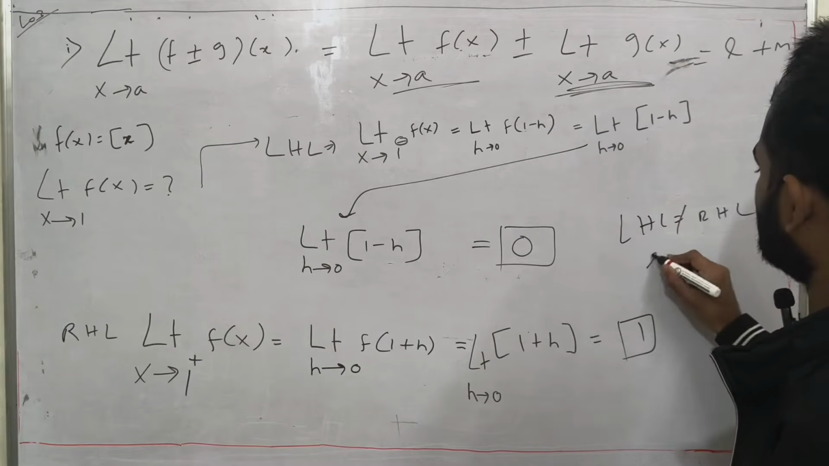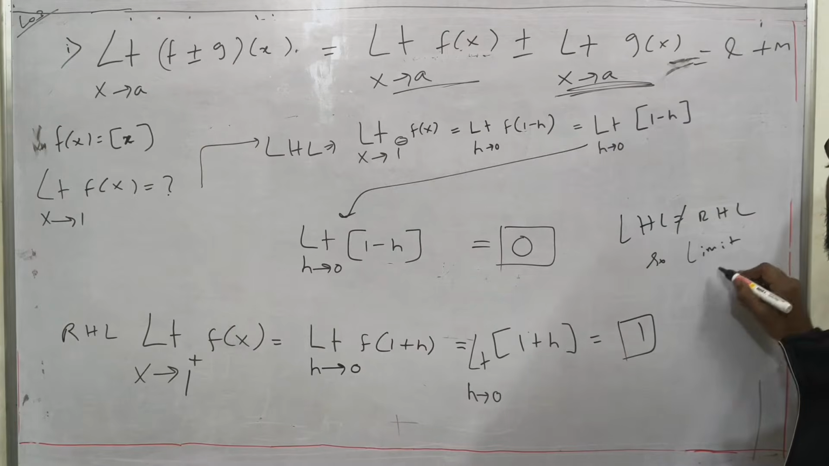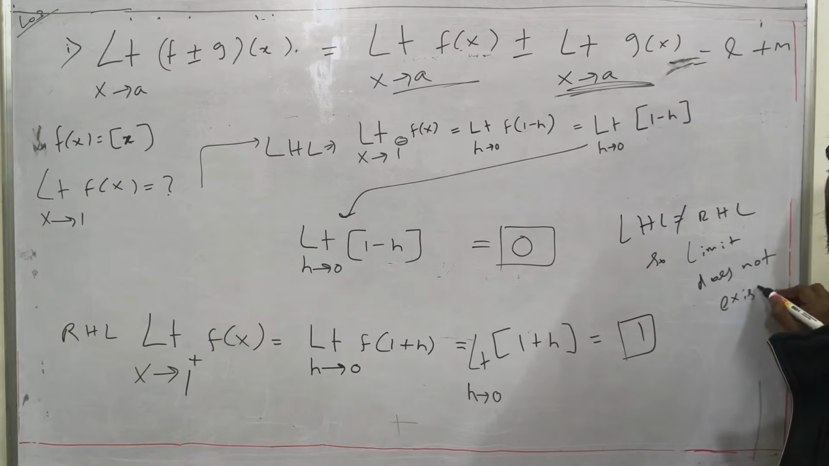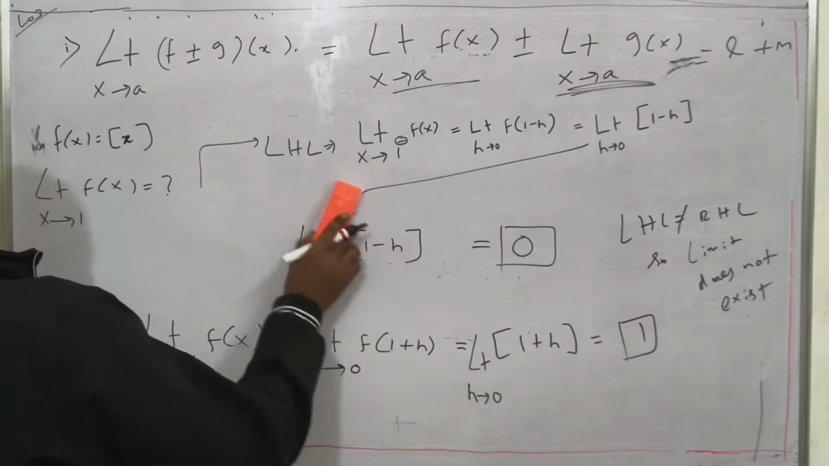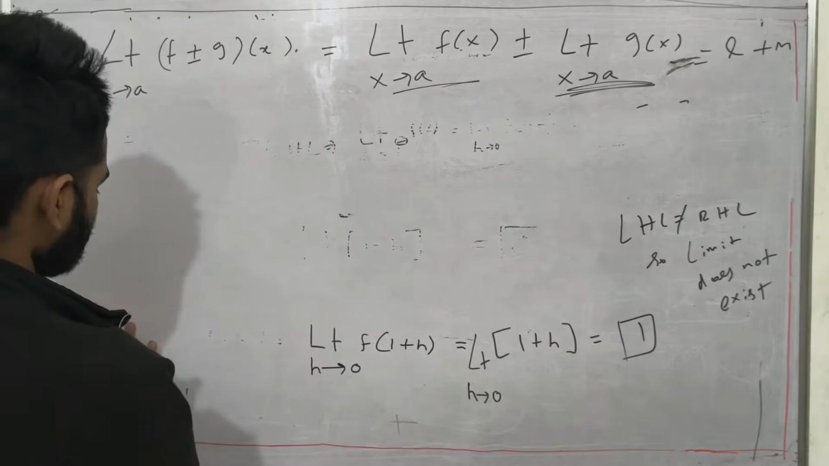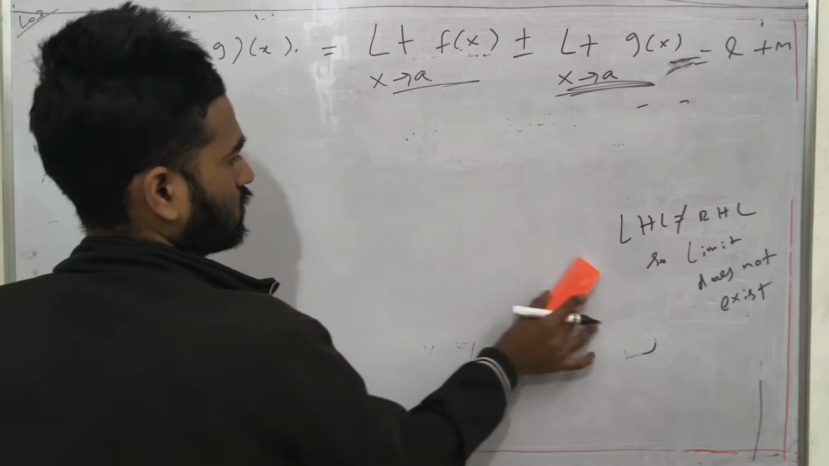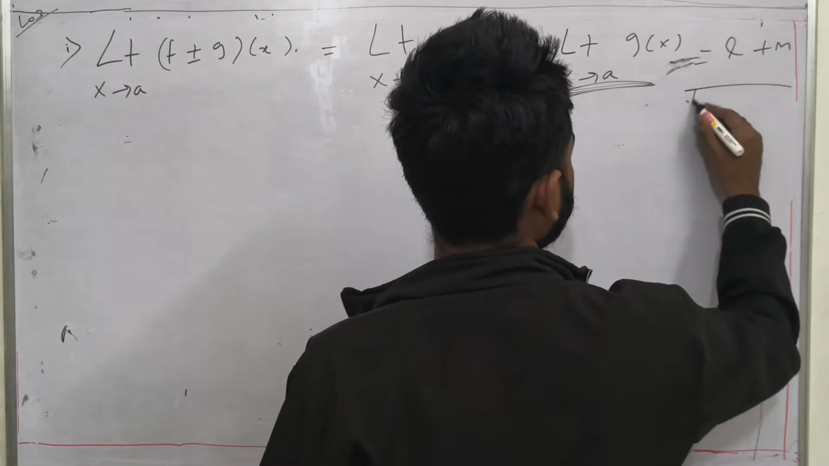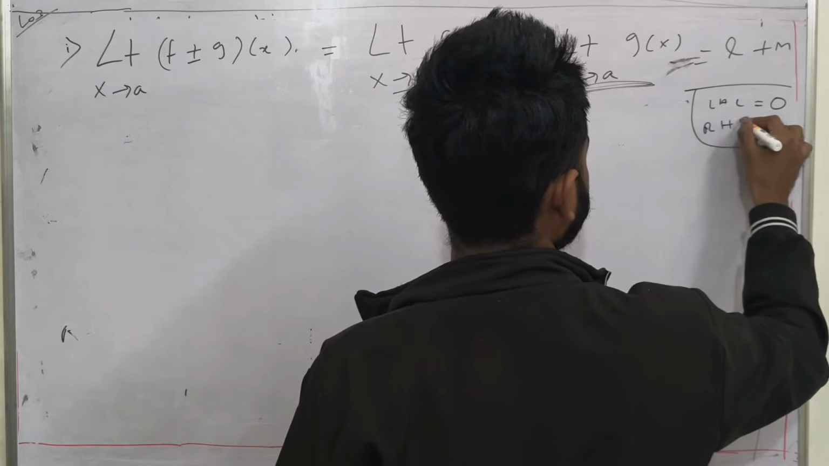So the limit does not exist. Good. So the limit does not exist. Let's write right here, left hand limit equals 0, right hand limit equals 1.